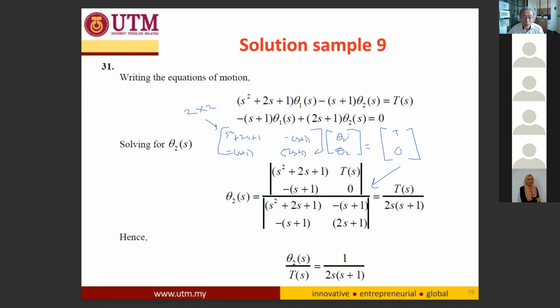So you have two unknowns here, theta 1 and theta 2. In order to solve for theta 2, you take this part, put it here, and then the output part, you put it here. Then you divide by the front part, which is minus s plus 1 and 2s plus 1 over 2s, s plus 1.